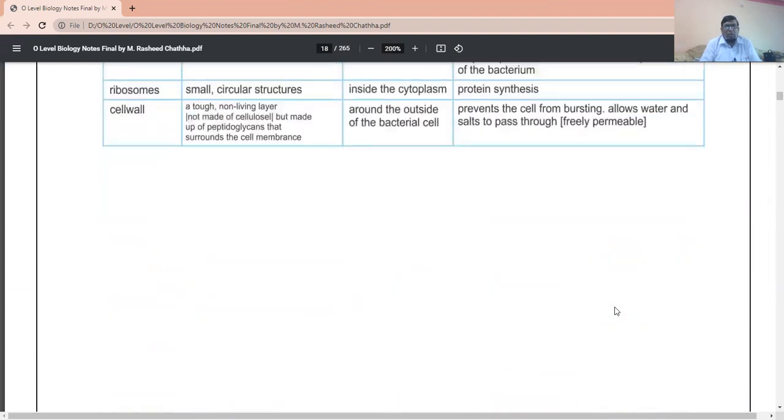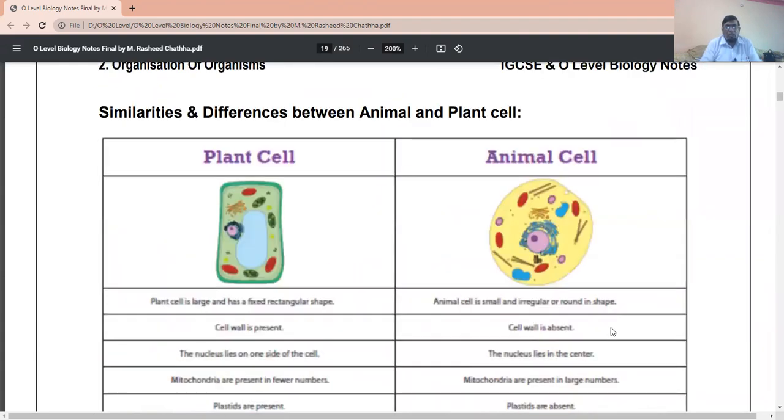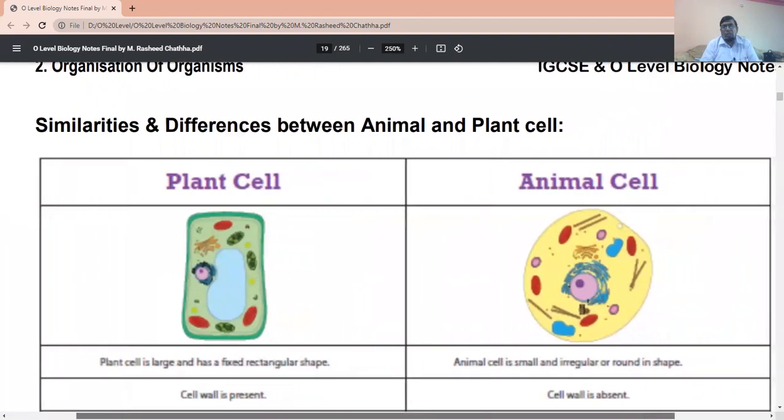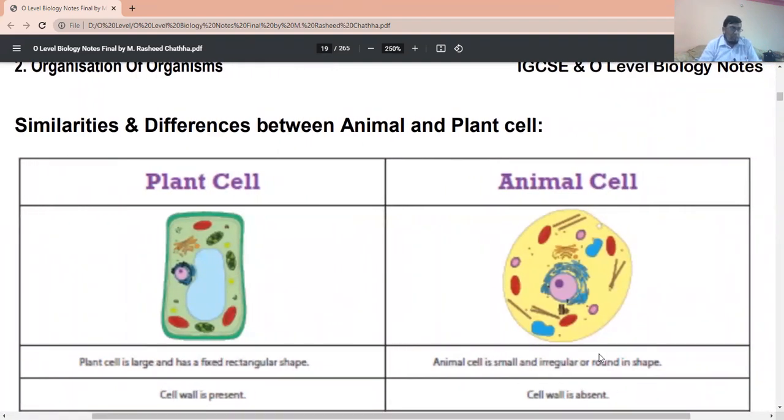Dear students, we have already studied about cell theory, that is, all the living organisms are made up of cells, whether they are animals or plants. And all the cells are produced from the pre-existing cells, and cell is the basic structural and functional unit of life. Now, if we talk about the similarities between animal and plant cells, then what are the similarities?